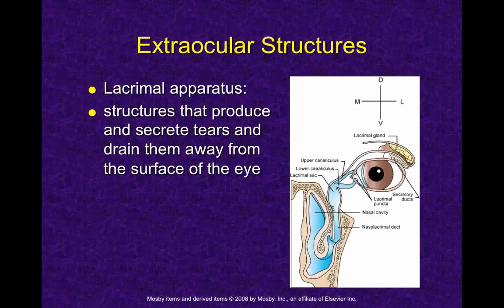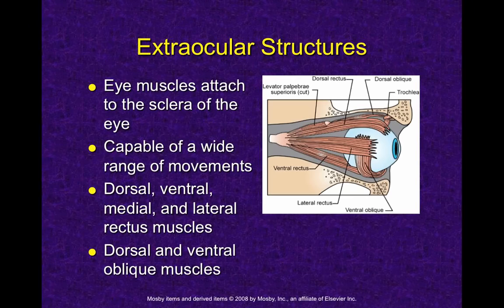We have the lacrimal apparatus. This is a structure or structures that produce and secrete tears and drain them away from the surface of the eye. And then this is just a note about the various muscles that control the eyeball itself. So we talked about the ciliary muscles that work to control the dilation and constriction of the pupil. These ones are the eye muscles that attach to the sclera of the eye, so the white part of the eye, and they're capable of a wide range of movements: dorsal, ventral, medial, and lateral rectus muscles. So this would be a fairly decent picture to know as well.